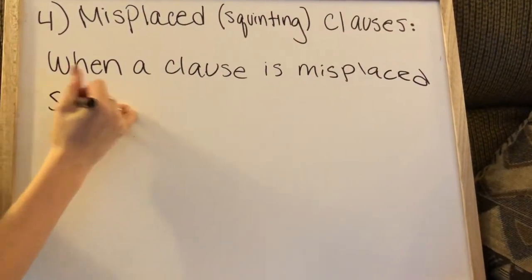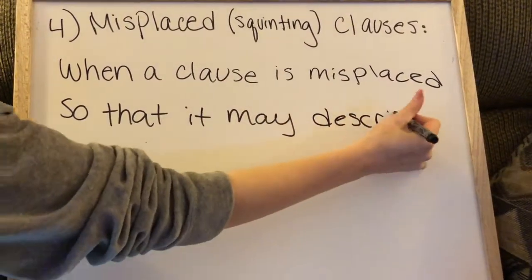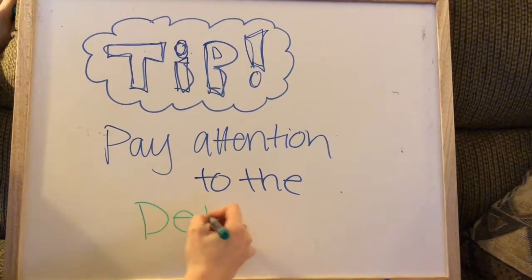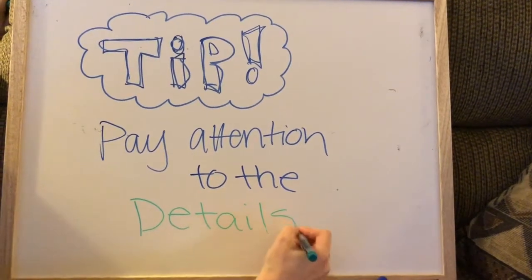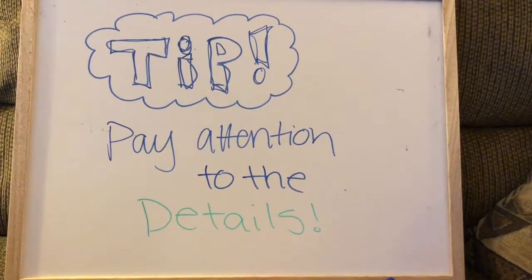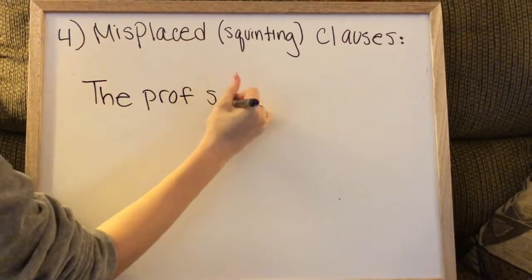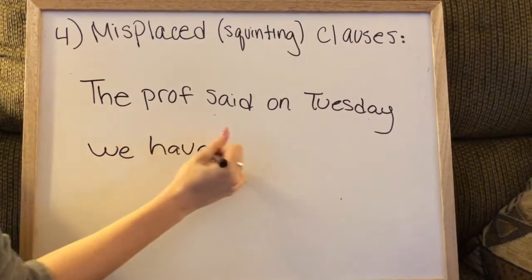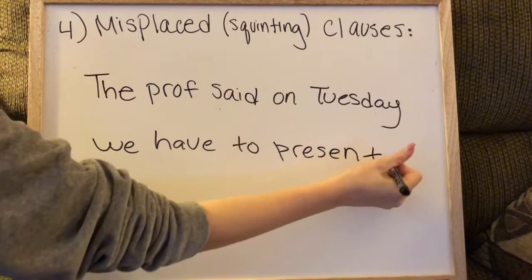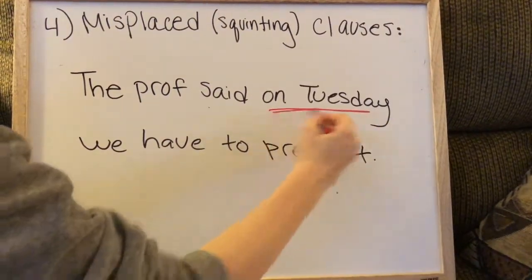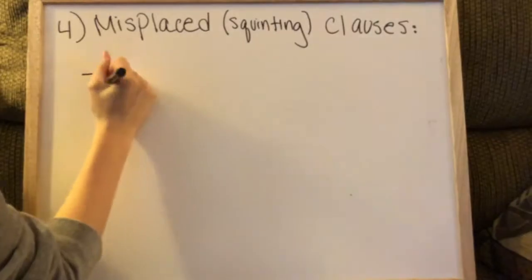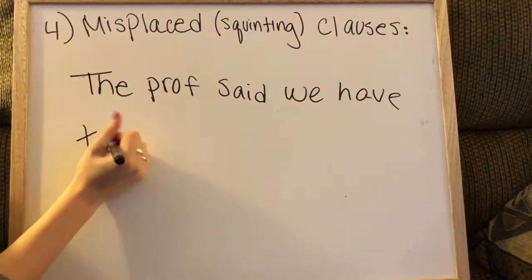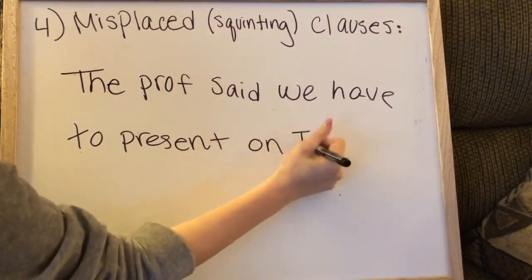The definition of a misplaced squinting clause is when a clause is placed so that it may describe two situations. Sound out the phrase and see if it sounds awkward. If it does, rearrange the phrase. In this example, did the prof say it is on Tuesday or it is due on Tuesday? Make sure to be specific to the details of the story you're trying to tell. Ask yourself who said what.